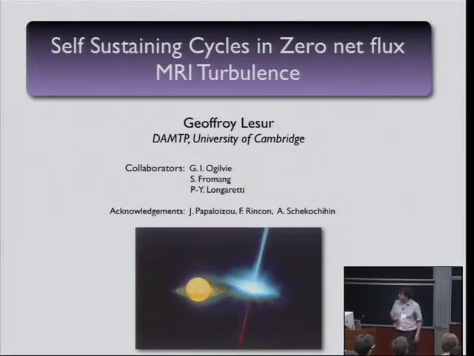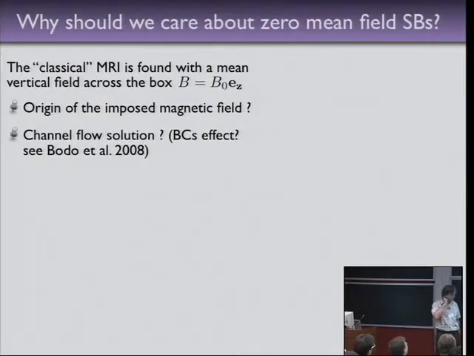So first, let me explain why we should take care of zero mean field shearing boxes. Of course, we know that the classical magnetorotational instability is found when you put a mean vertical field in your box. This is the first calculation of Balbus and Hawley in 1991. There are two questions in this case. First, what is the origin of the magnetic field? And second, what are these channel flow solutions you get in shearing boxes?